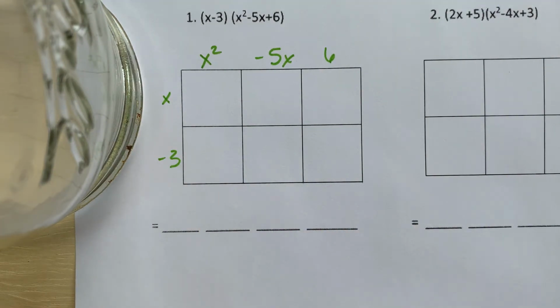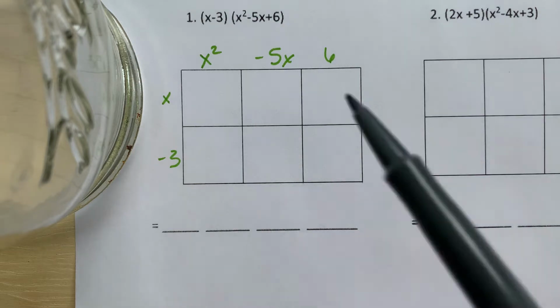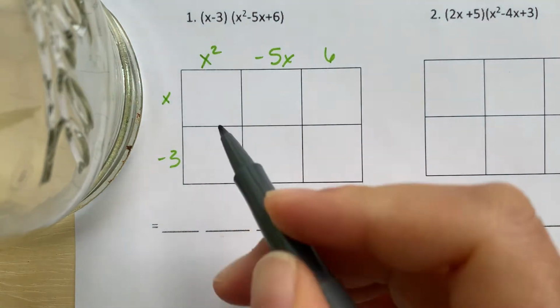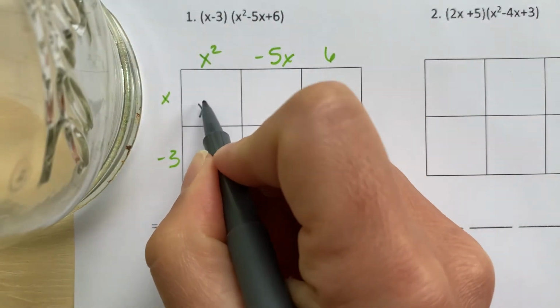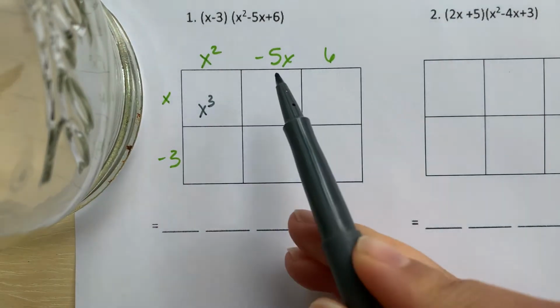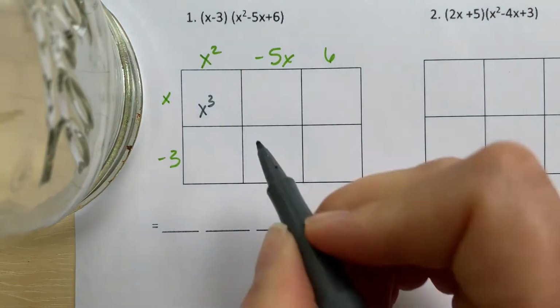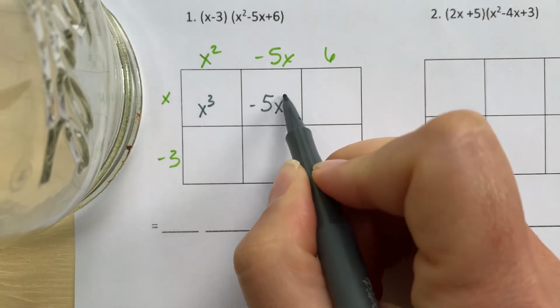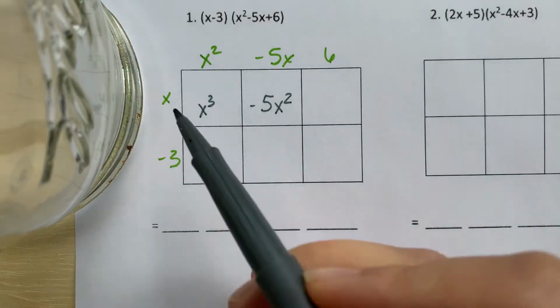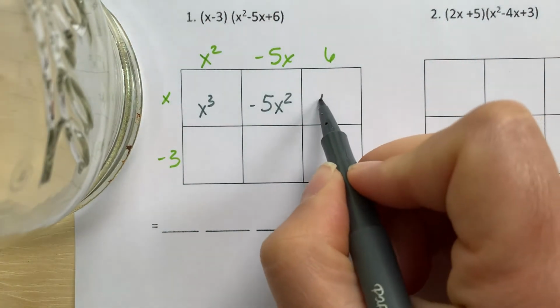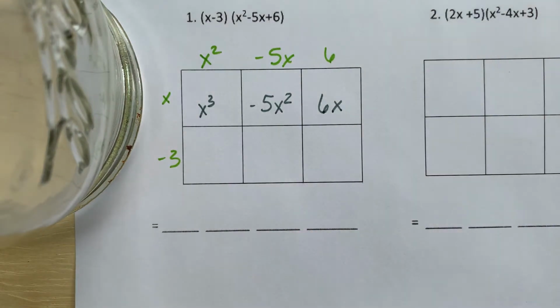So now I'm just going to look and see what's on the outside of each box. On the outside of this box, I have an x times x squared, which becomes x cubed. I have a negative 5x times x, which becomes a negative 5x squared. I have an x times 6, which is a positive 6x.